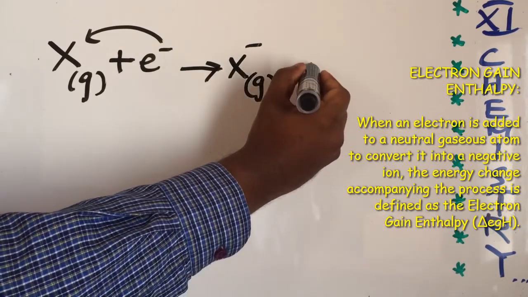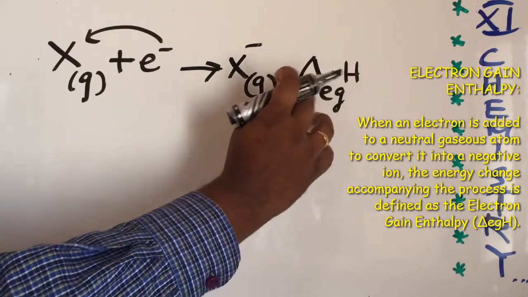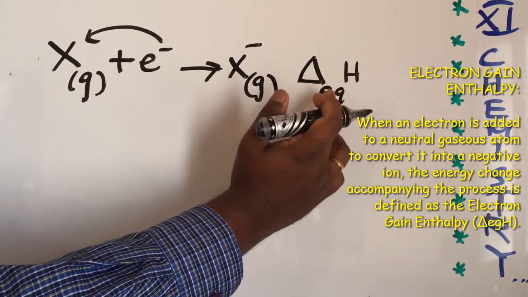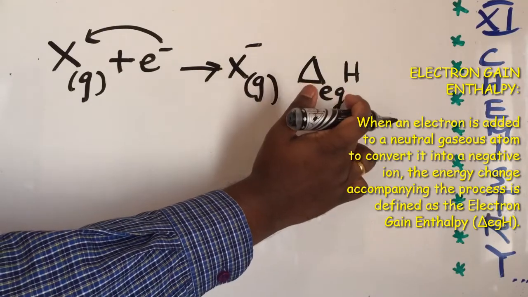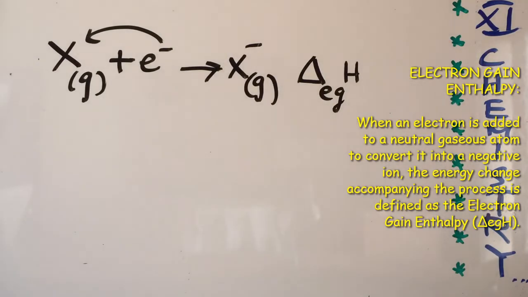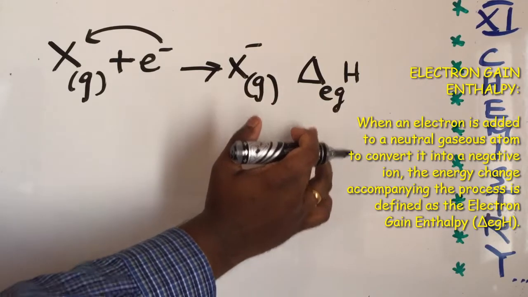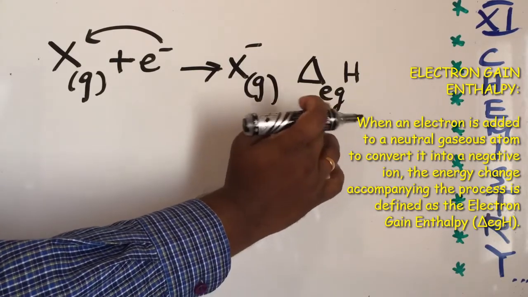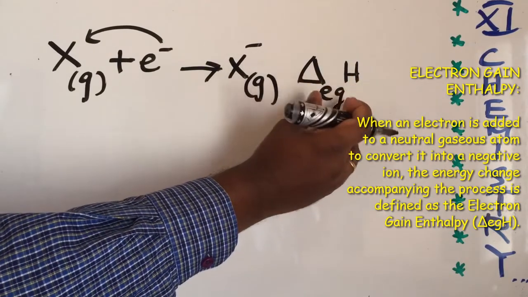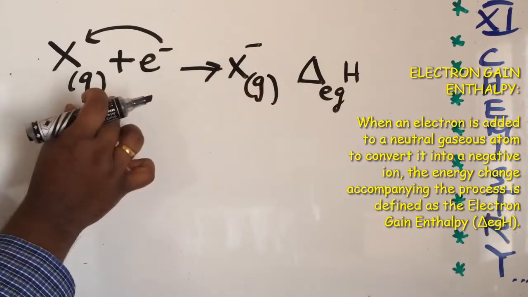Electron gain enthalpy can be represented like this: delta EgH. Delta H indicates enthalpy change. What do you mean by enthalpy change? Enthalpy change is a thermodynamic term used for indicating energy change. Delta H indicates energy change, and Eg indicates electron gain. So delta EgH, electron gain enthalpy, gives the value of energy change during this reaction.